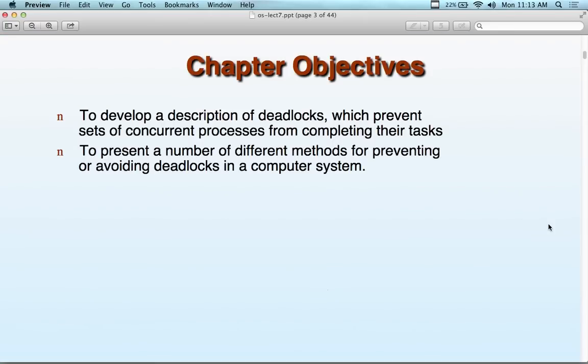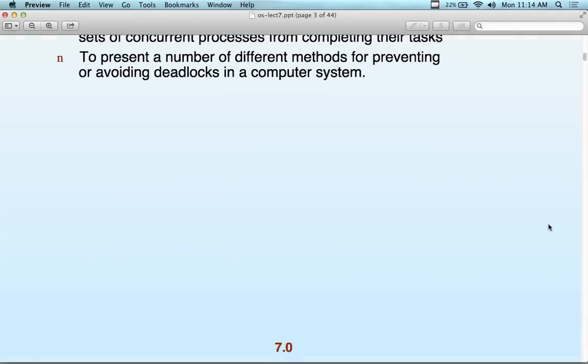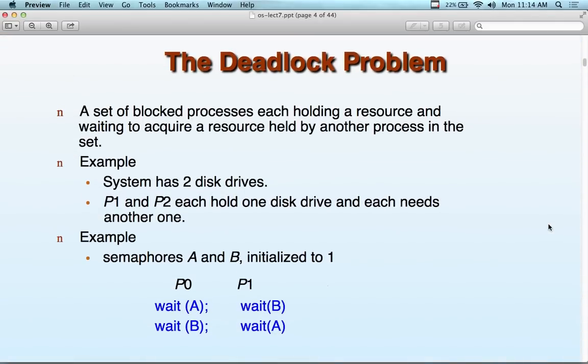The entire chapter describes deadlocks, which prevent a set of concurrent processes from completing their tasks, and presents a number of different techniques for dealing with them. Okay, let's talk about the deadlock problem.